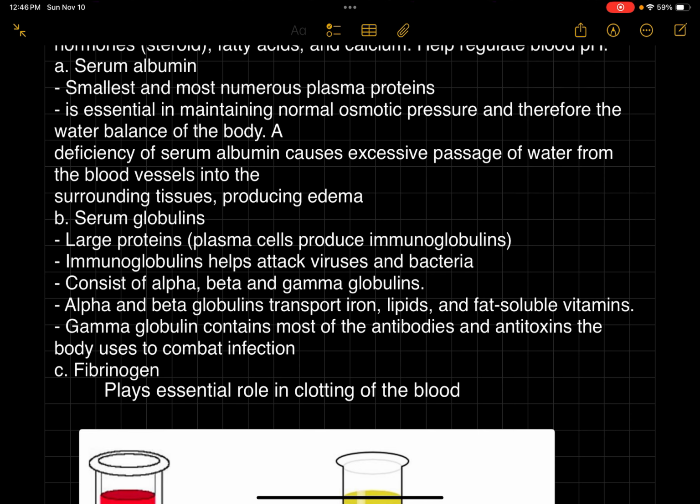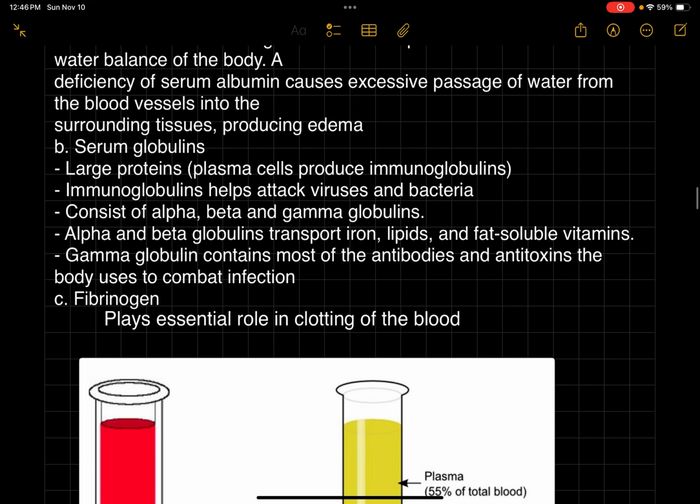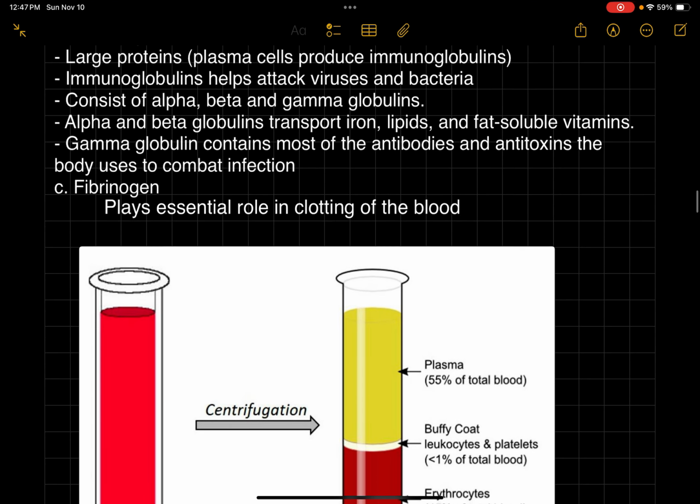viruses and bacteria, and consist of alpha, beta, and gamma globulins. So alpha and beta globulins transport iron, lipids, and fat-soluble vitamins, and gamma globulin contains most of the antibodies and antitoxins the body uses to combat infection. We have fibrinogen, which plays an essential role in clotting of the blood.